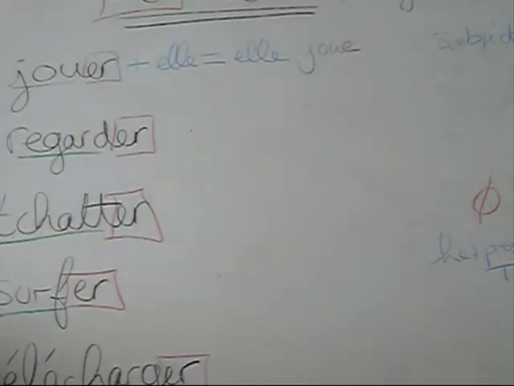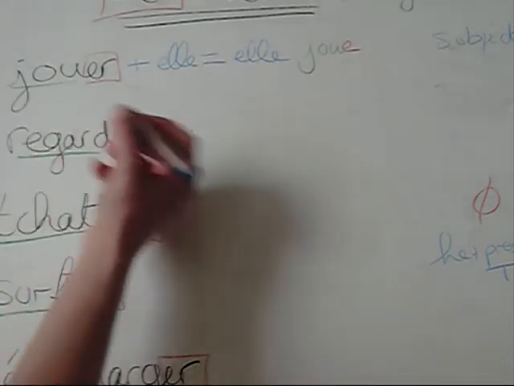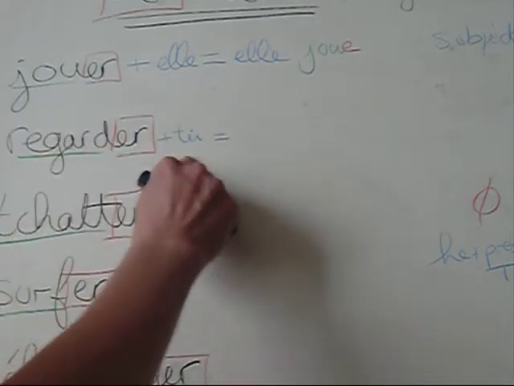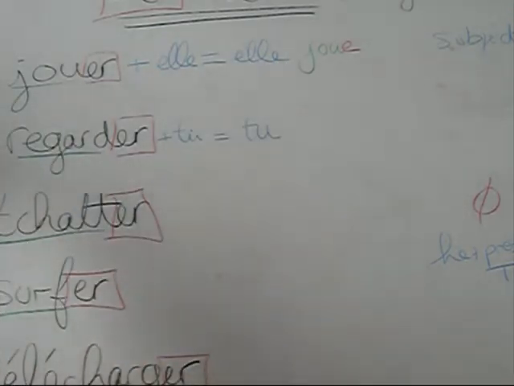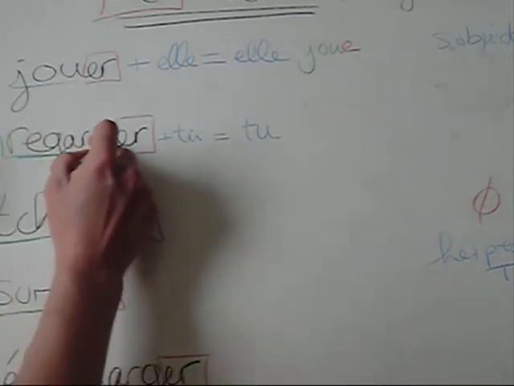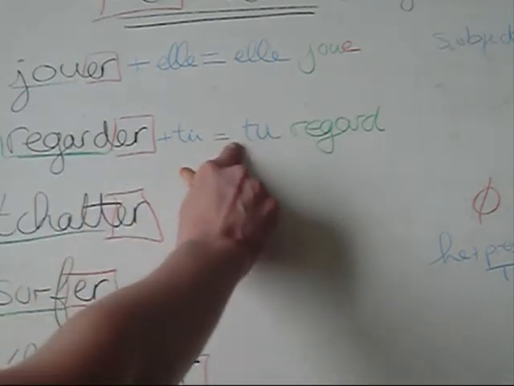Now say I'm talking about TV. You don't play TV, you watch it. So we are going to need to use this one. And say that I want to say you watch TV. So what's the first thing that we need to write down? If it's you watch TV, we put tu first. When that's done, we put the verb stem to show the action that's happening. And that's here, regarde.